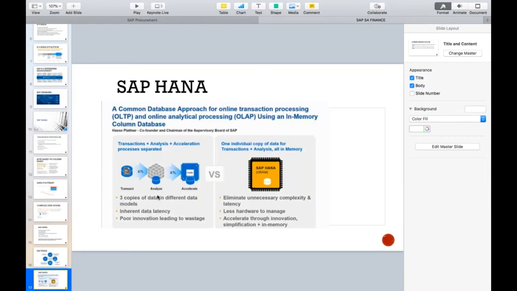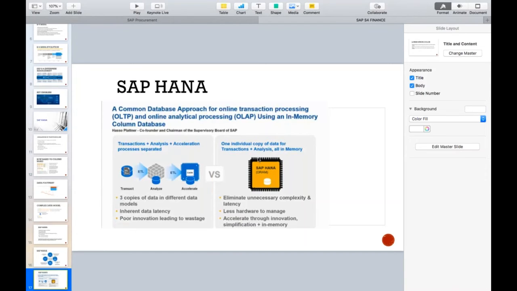So what is the problem here? The problem was we had 3 different copies of data. We needed 3 different servers. Unnecessary data latency. Same data again and again you are moving from here and there, right? So poor innovation leading to waste of time. But now when we are talking about SAP HANA database, we are saying that even this BW is part of your main component. So you can eliminate the unnecessary complexity and latency, have less hardware to manage, and accelerate through innovation, simplification, and elimination.